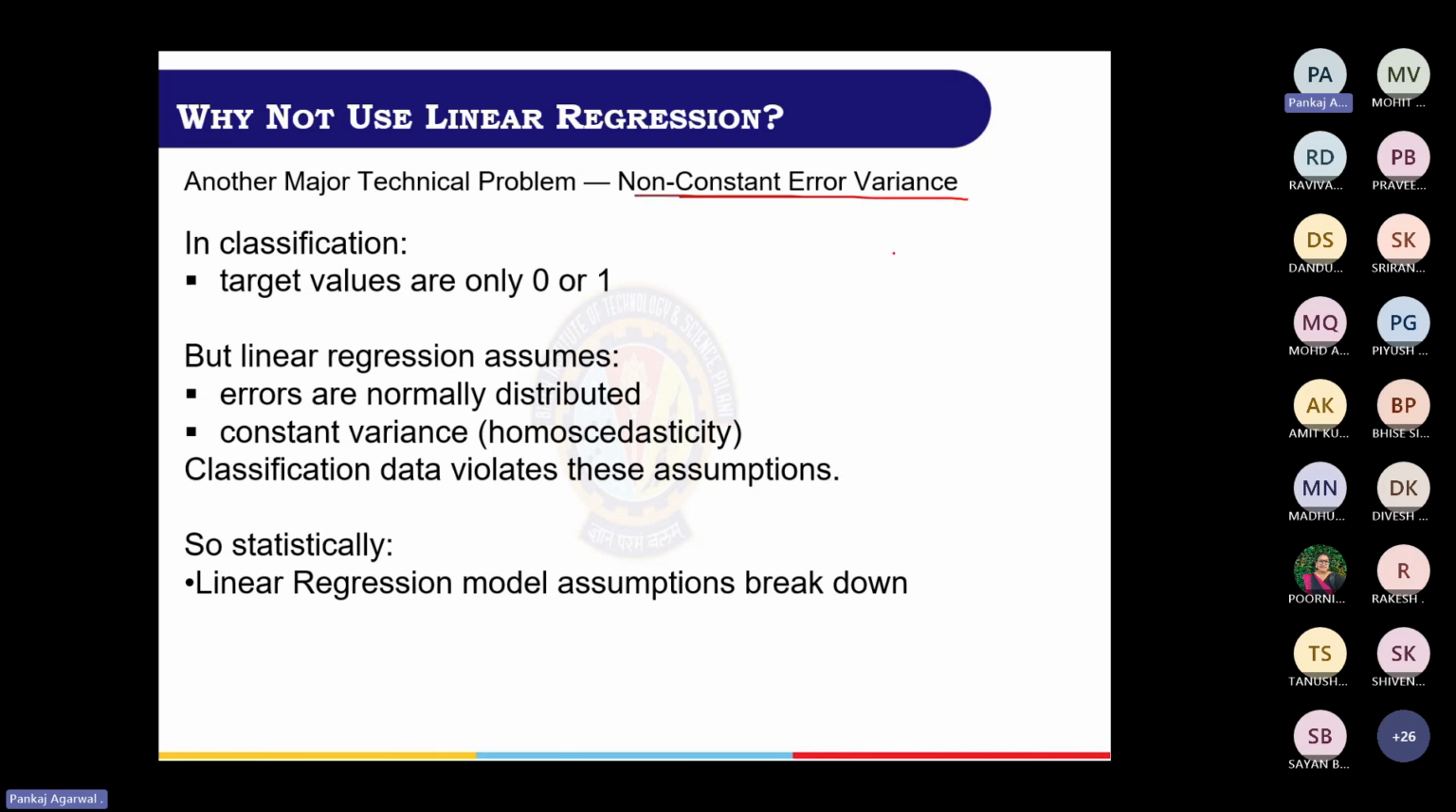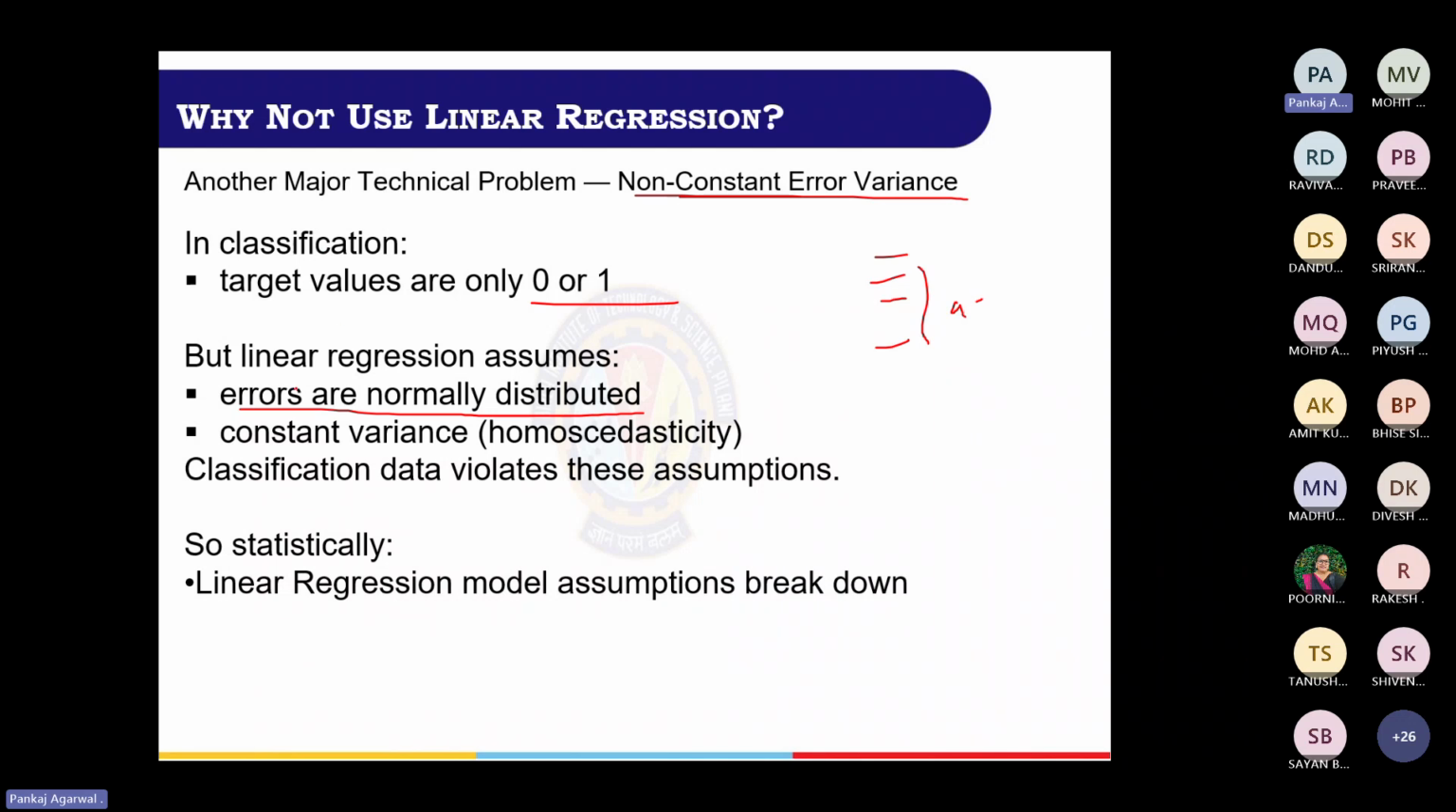non-constant error variance, right? In classification, the target values are in the range of 0 and 1, definitely. But linear regression assumes what? Errors are normally distributed, which is not possible in classification. Why? Because suppose I have 10 samples, it may happen that 9 samples belong to one class and one sample belongs to another class. So by any means, that normal distribution thought process is not applicable in a classification approach, right?